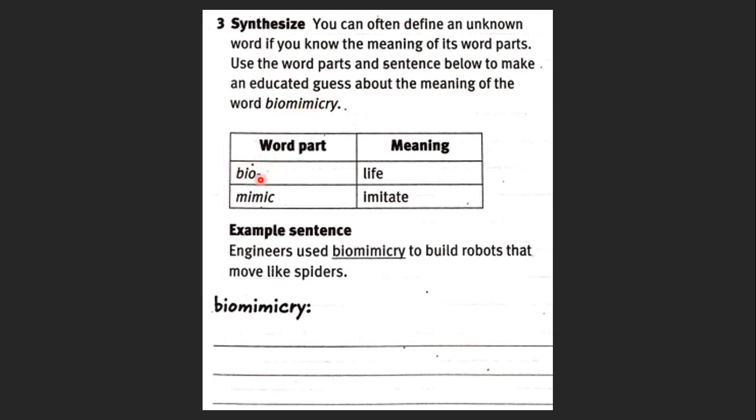The first part, bio, stands for life. Anything that's living, right? Plants, animals, bacteria, human beings, anything like that is meant by this word life. So the prefix bio stands for life. Mimicry. What does mimicry mean? Mimicry means that something is trying to act like something else. Like for example, sometimes when children repeat whatever you say, right? That's called mimicry. They're mimicking what you're doing.